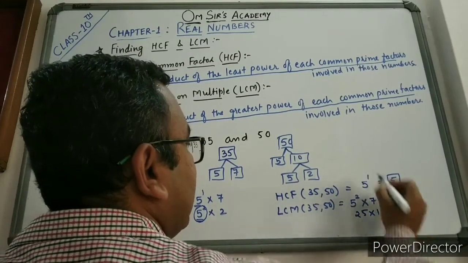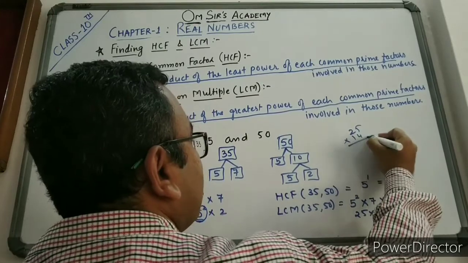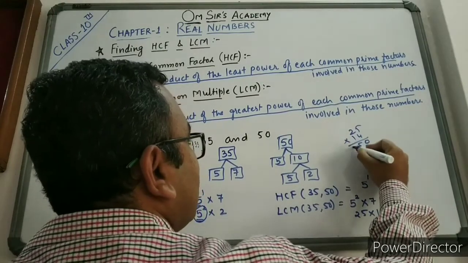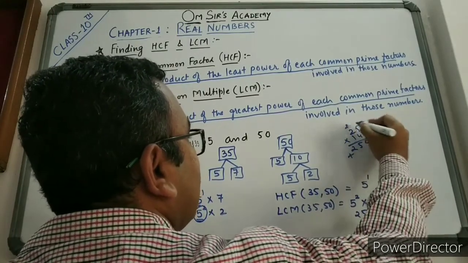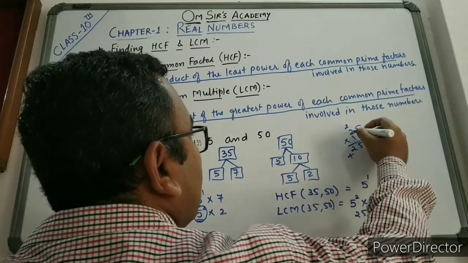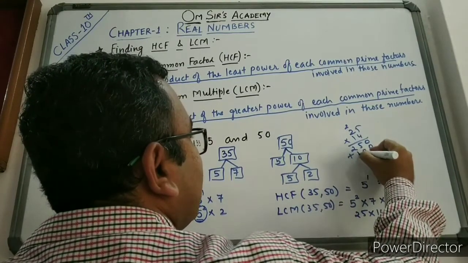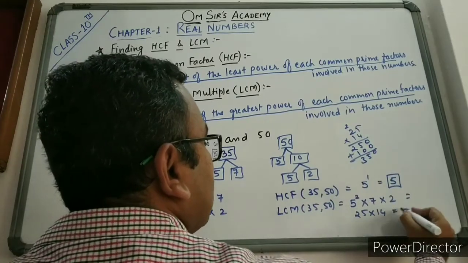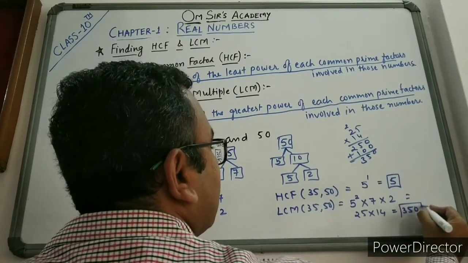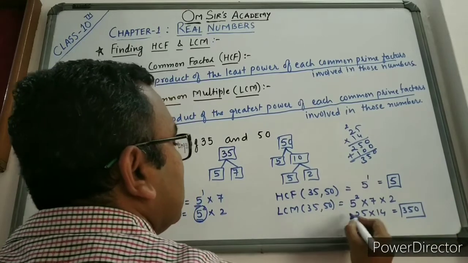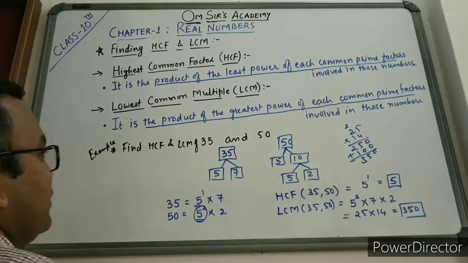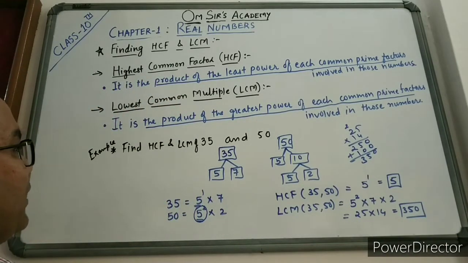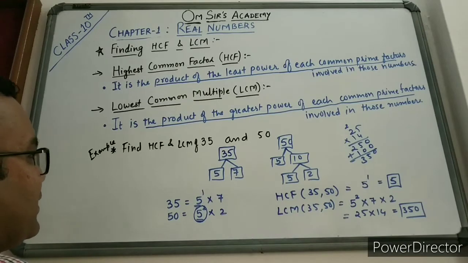So my LCM of these two numbers will be 5 square, which is 25, into 14. So what is 25 into 14? Multiply it. 5 ones are 5, 2 ones are 2, 5 fours are 20, and 4 twos are 8, plus 2 is 10. So it will be 350. So the LCM of these two numbers will be 350.